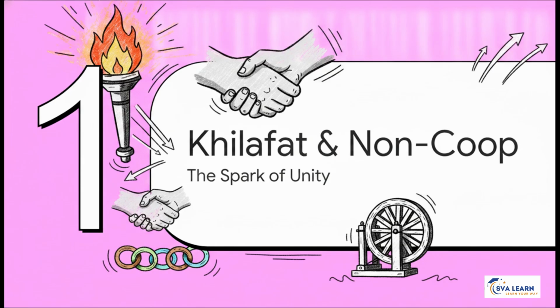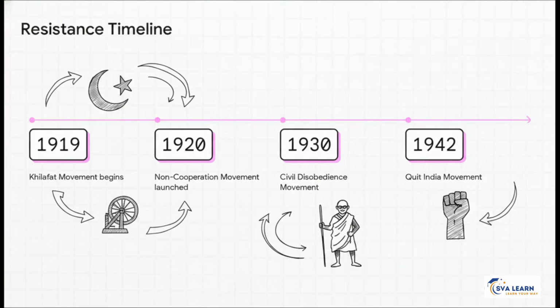This is where the Caliphate and non-cooperation movements kick things off. Before we get bogged down in the details, I want to hand you the ultimate exam memory trick to keep your timeline completely straight. To keep these major events in perfect chronological order, just remember the NCQ sequence. Think, never concede quickly. N for non-cooperation in 1920, C for civil disobedience in 1930, and Q for Quit India in 1942. Toss the Khilafat movement right at the starting line in 1919, and boom, you have permanently anchored the most critical dates of this chapter in your brain.